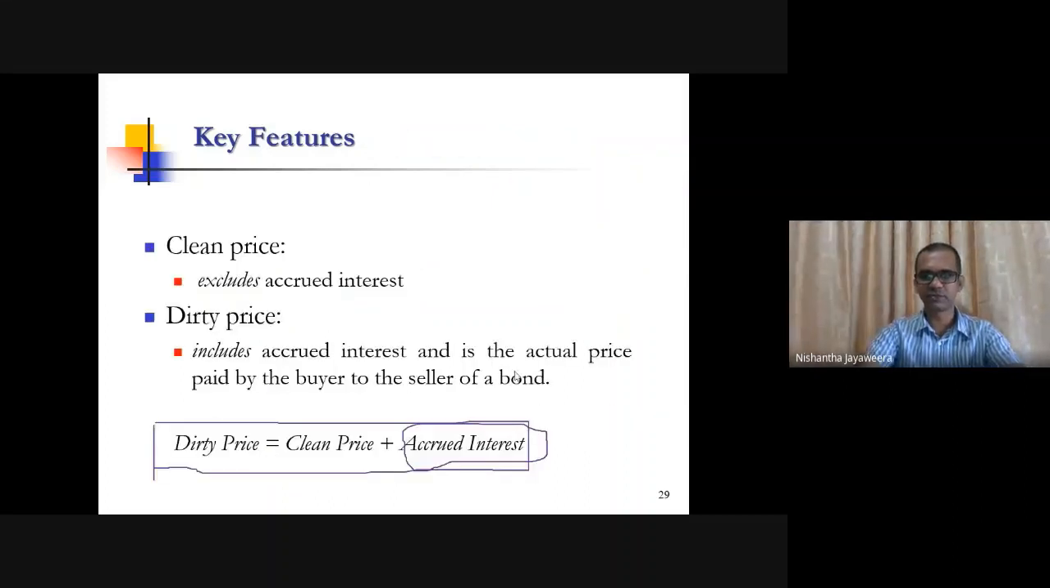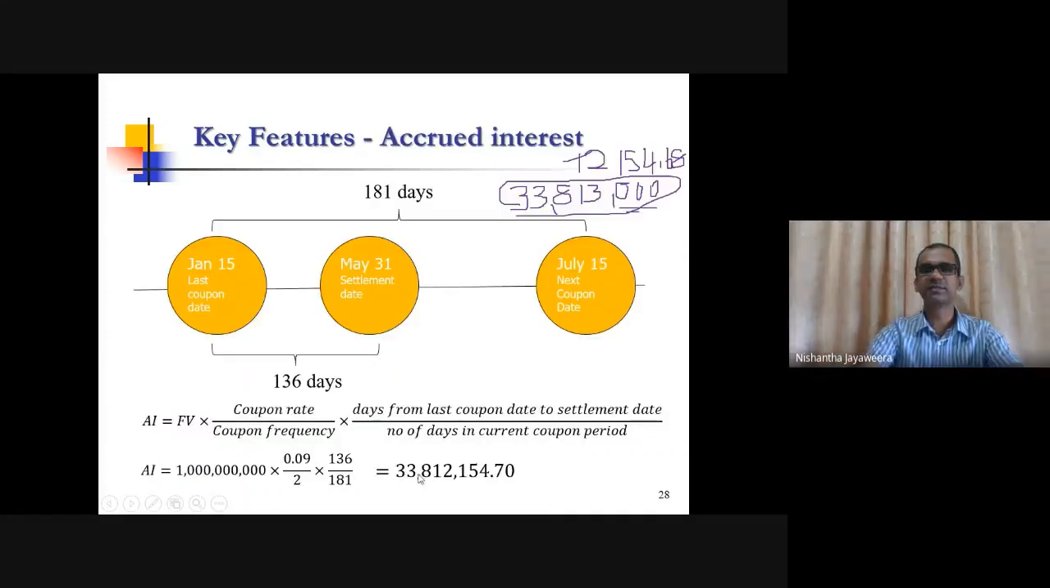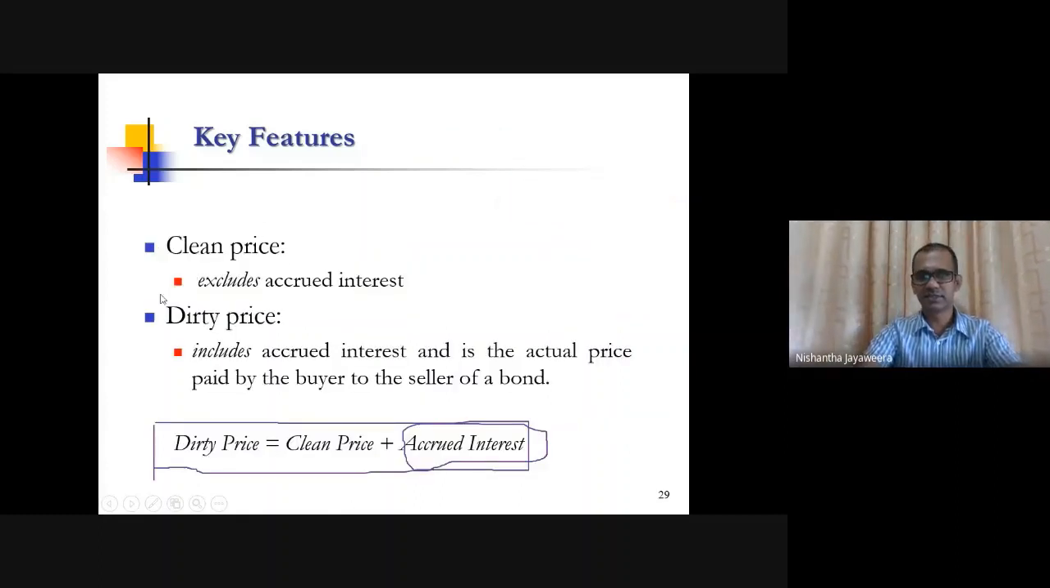But when it comes to price, there are two prices, clean price and dirty price. Clean price is the one which does not include the accrued interest component. Once we include that accrued interest, then we call it the dirty price. So when I say apart from the price, that means the clean price. Altogether, the bond buyer pays the dirty price to the bond seller.